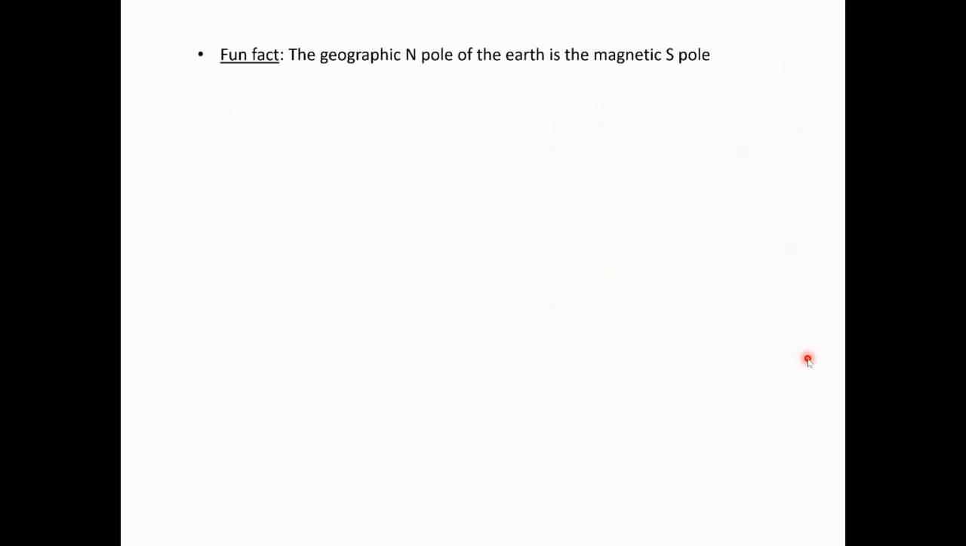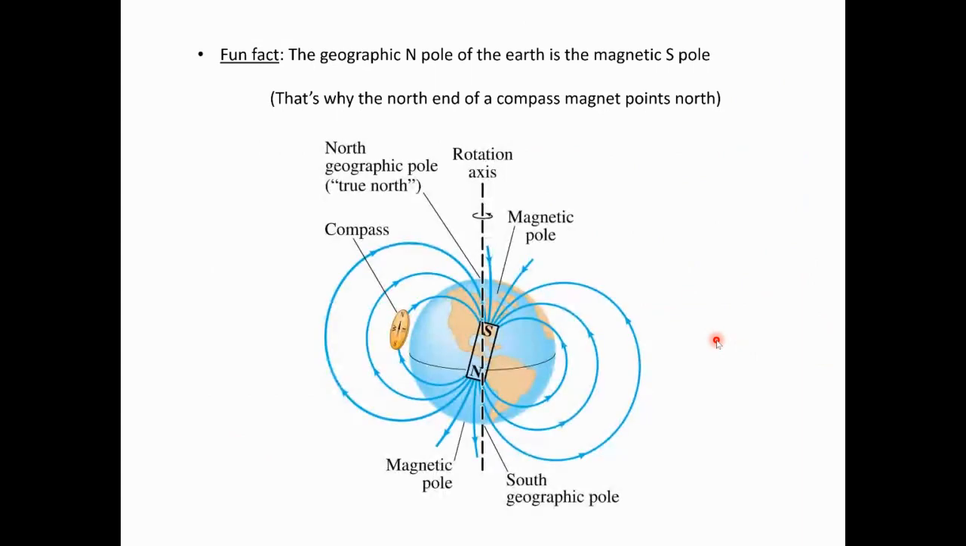Okay, here's a fun fact. The geographic north pole of the Earth is actually the magnetic south pole of the Earth. And that is why the north end of a compass points to geographic north. So here is the Earth. Think of the Earth as a giant magnet oriented in this way, with the south pole of the magnet at the north geographic pole. So that's why, if you're over here in Hawaii and you have a compass, the north pole of the compass, the darker end of the magnet itself, ends up pointing towards the south end of the Earth's magnetic field.